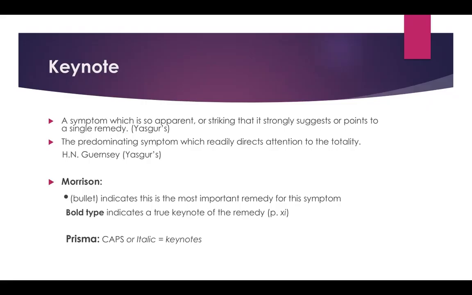So in Morrison, the keynotes are identified by a bullet or bold type or a bold type with a bullet. There are very few symptoms that just have a bullet, but they do show up every once in a while, and they're easy to miss, but they are also keynotes. In Prisma, which is the purple book, the keynotes are in caps or in italic. So anything that's in a plain font in both books is not considered a keynote. So that's what you're going to look for. Bold and bullet in Morrison and caps and italic in Prisma.